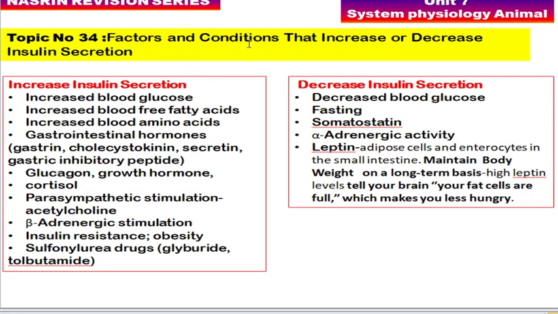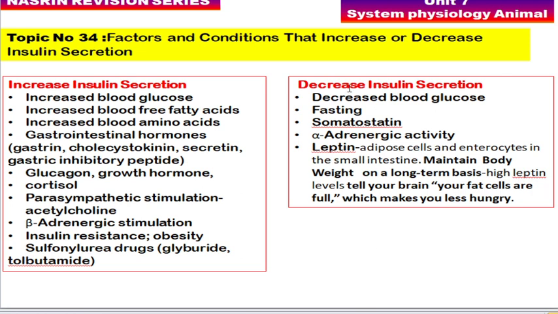Next, the factors and conditions that will increase or decrease insulin secretion. These are the factors that increase insulin secretion: increased blood glucose, increased blood free fatty acids, increased blood amino acids, and an increase in gastrointestinal hormones like gastrin, CCK, secretin, gastric inhibitory peptide, and an increase in glucagon, growth hormone, cortisol hormone. In addition, parasympathetic stimulation, that is acetylcholine receptor stimulation, and beta adrenergic stimulation, insulin resistance, and also under the condition of obesity and sulfonylurea drug usage, the insulin secretion will be increased.